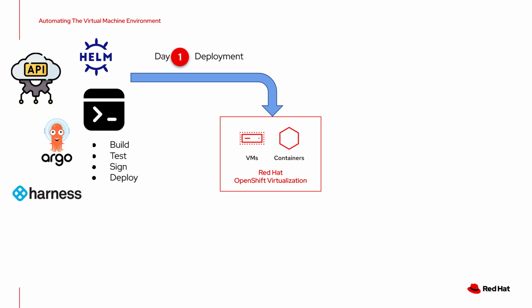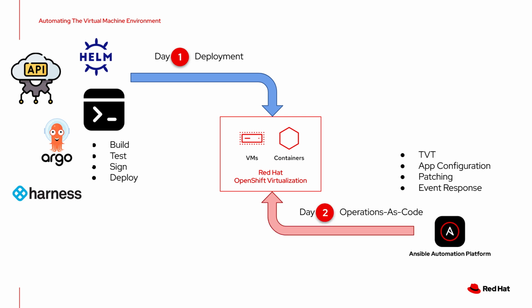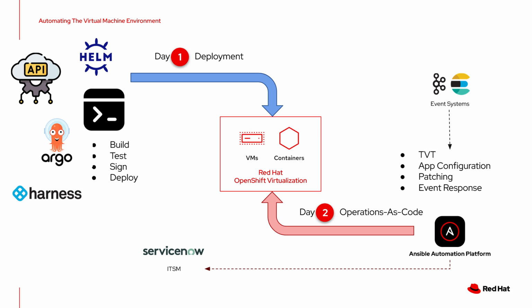These allow you to perform build, test, sign, and deployment tasks both on your container images and your virtual machines. Once our virtual machines are deployed though, we need some extra care for these long-lived objects. This is where an operations as code automation service can help. Using Ansible Automation Platform, AAP, we can perform all those key day 2 operations that are required for VMs: verification testing after deployment, ongoing application configuration, patching our VMs, and taking automated responses to environmental events. AAP is also well set up to integrate with other systems in the enterprise, such as an ITSM like ServiceNow.